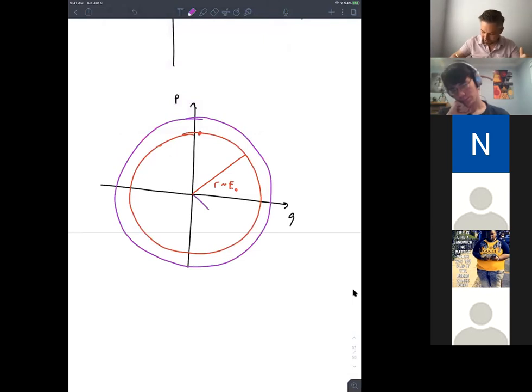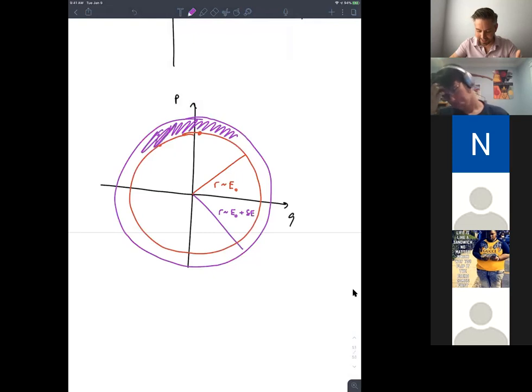Okay, and this circle has radius equal to the original energy plus some infinitesimal amount, delta E. Now what I have is an annulus, right? And so now I can calculate the volume of this annulus.